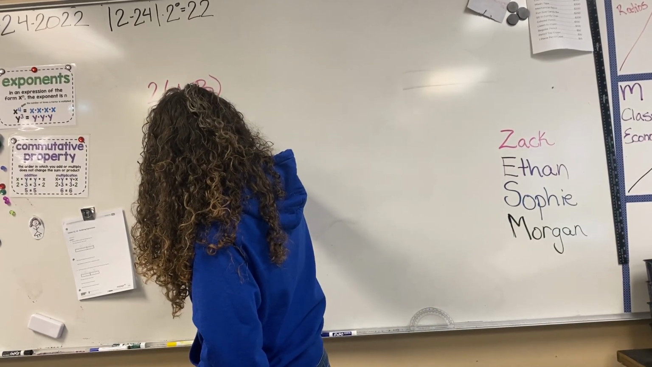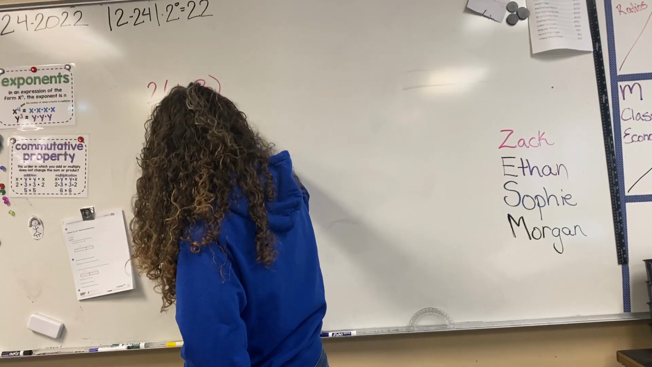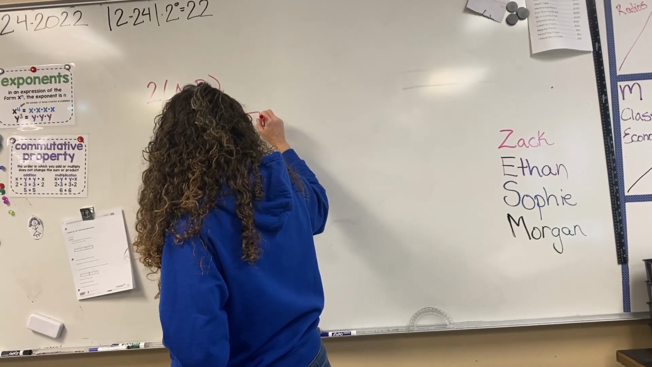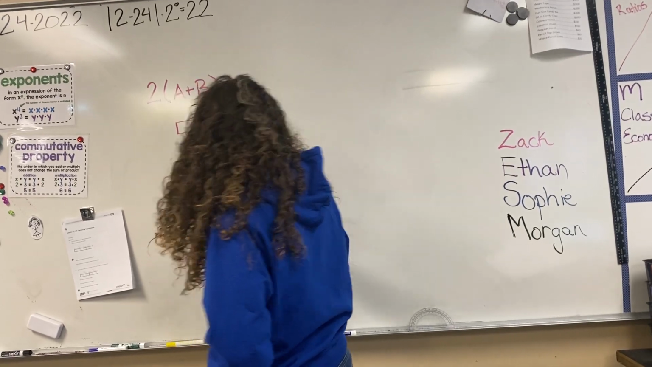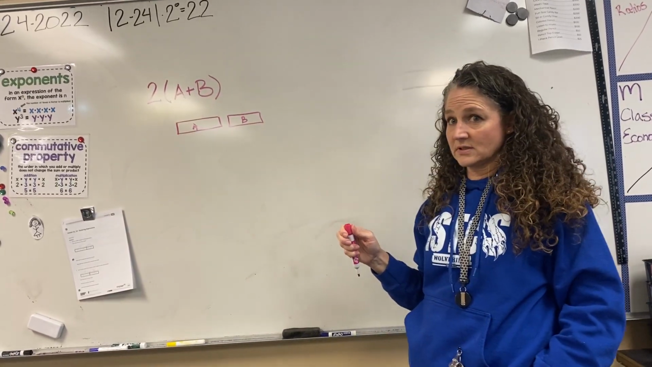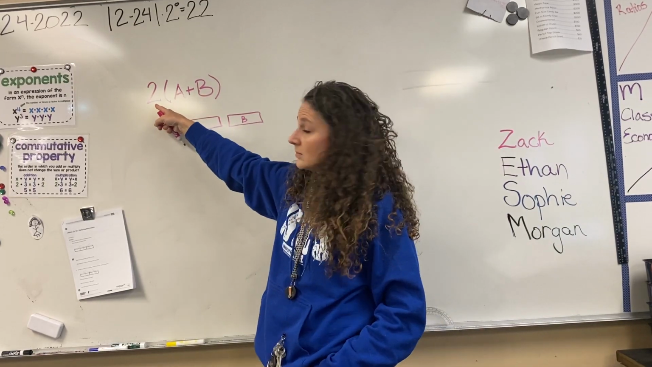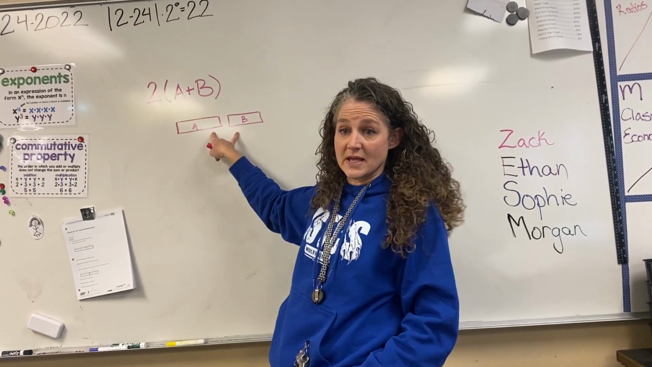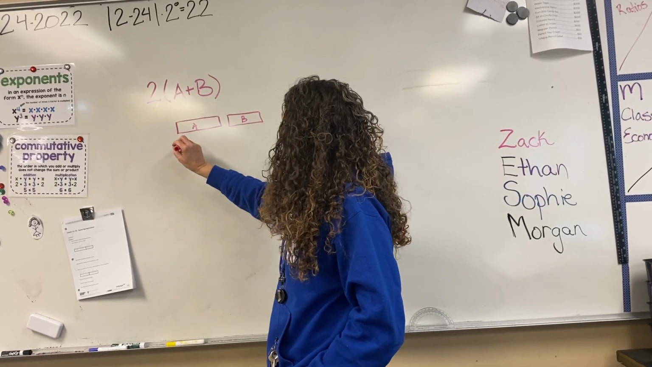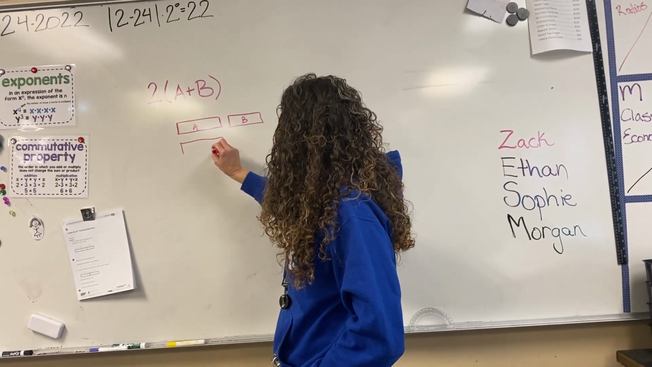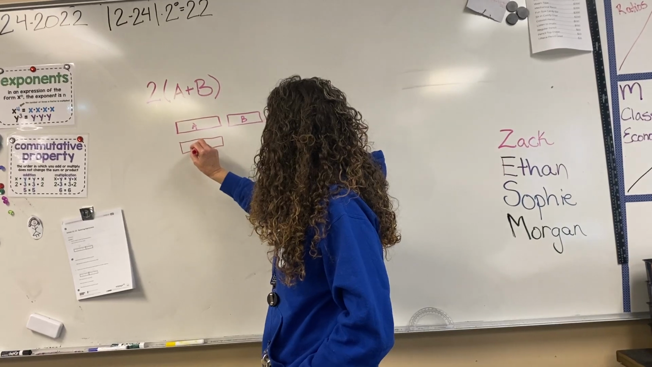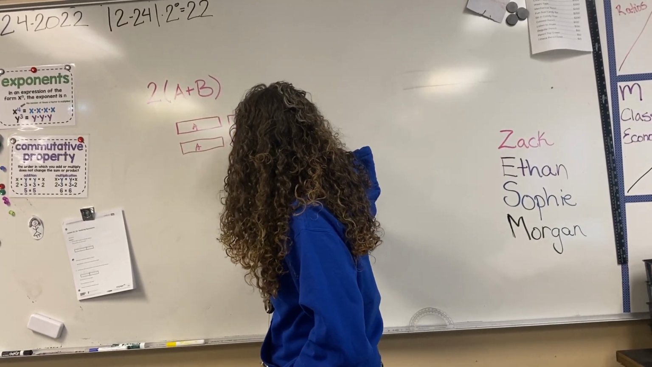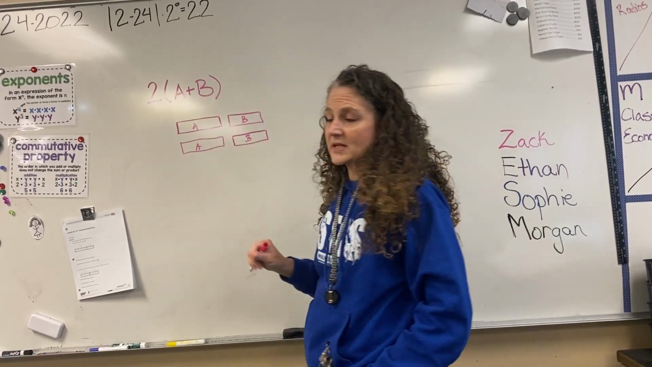I have an A. This is A. And I have a B. Do we know how big these are? No. How many of each one do I have? 1. Okay, so this is A plus B? Yeah. So now I have twice the sum of A and B, right? This is A plus B and this is A plus B.